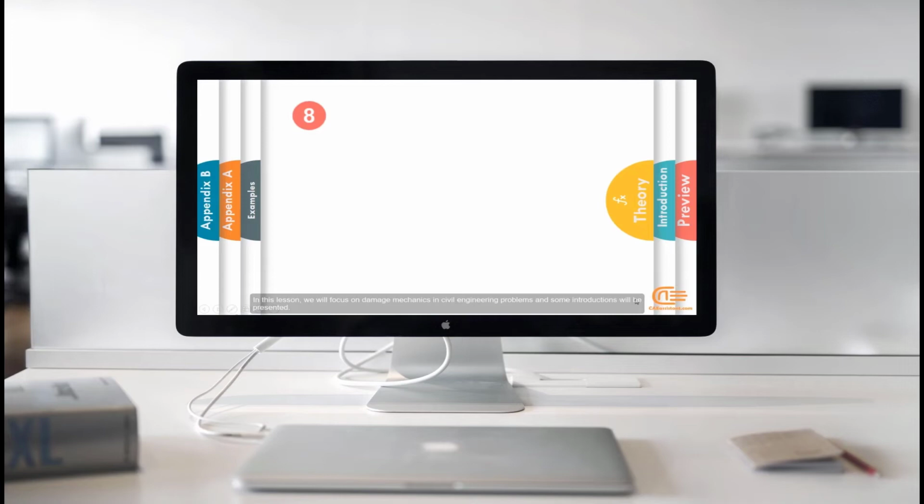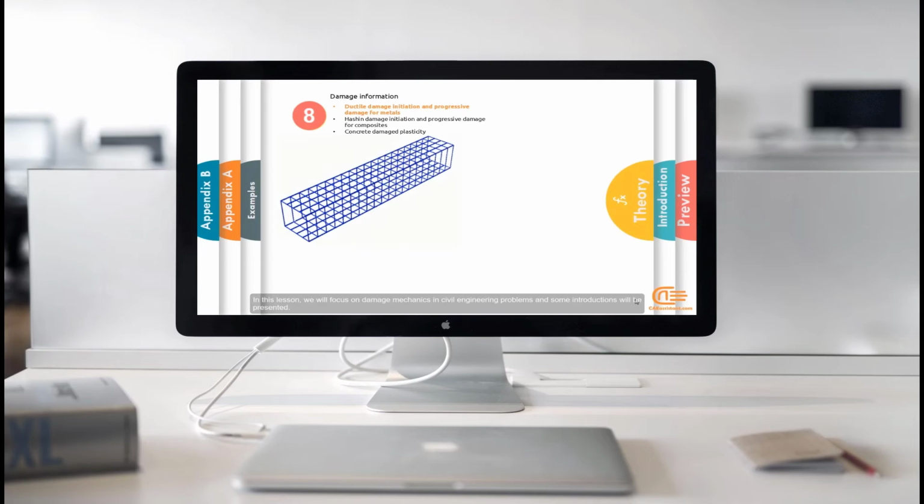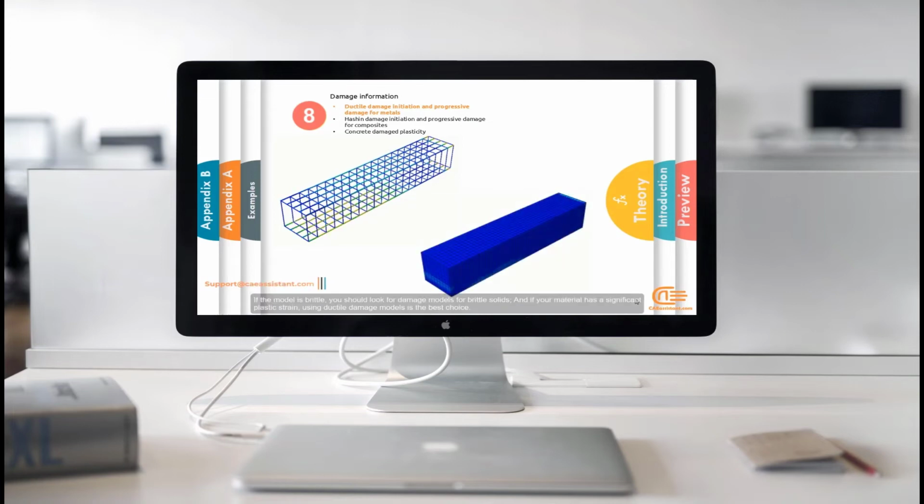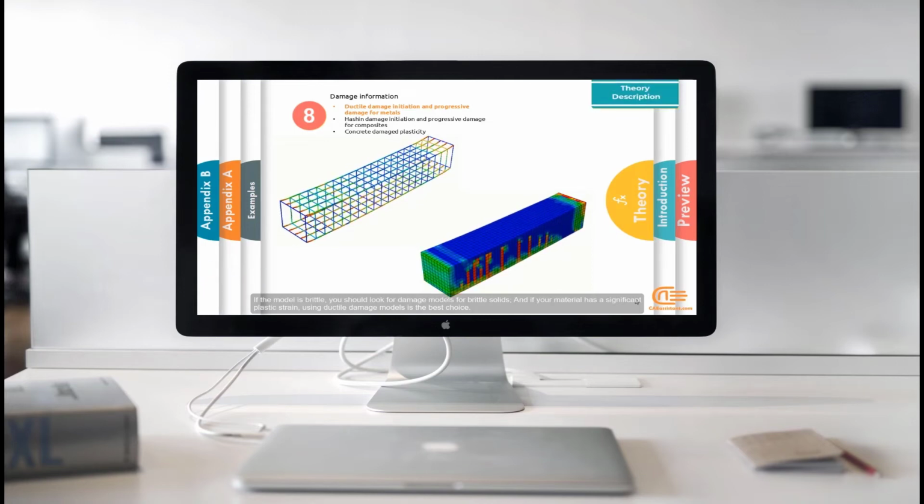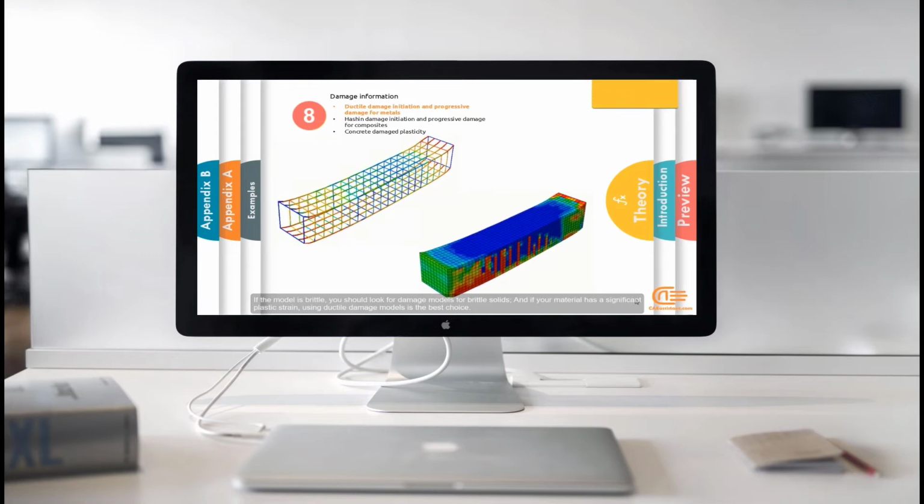In this lesson, we will focus on damage mechanics in civil engineering problems and some introductions will be presented. The choice of the suitable damage model depends on the type of material and the loading condition. If the model is brittle, you should look for damage models for brittle solids, and if your material has a significant plastic strain, using ductile damage models is the best choice.